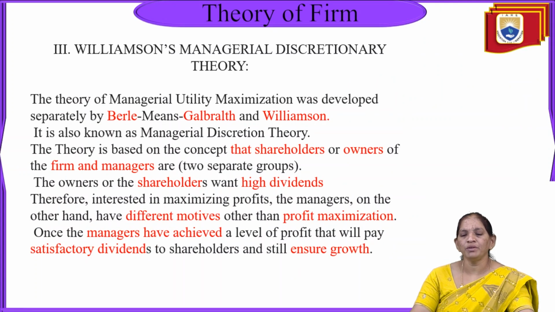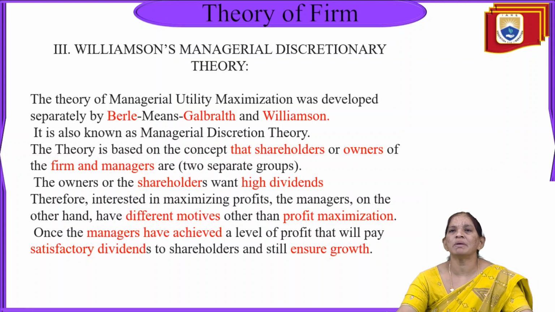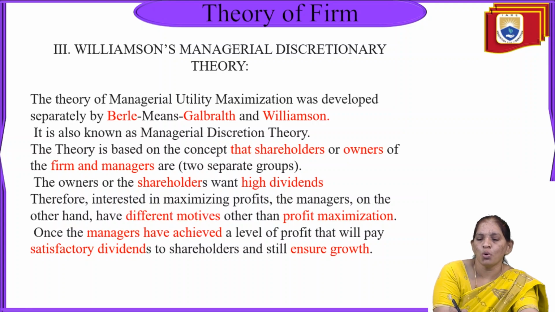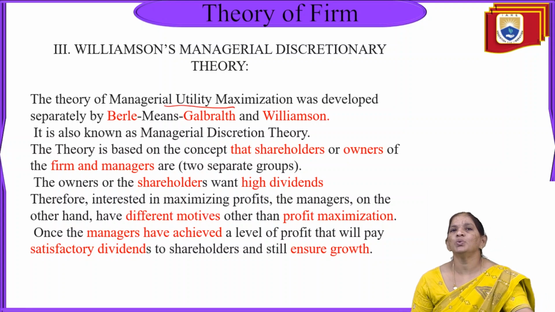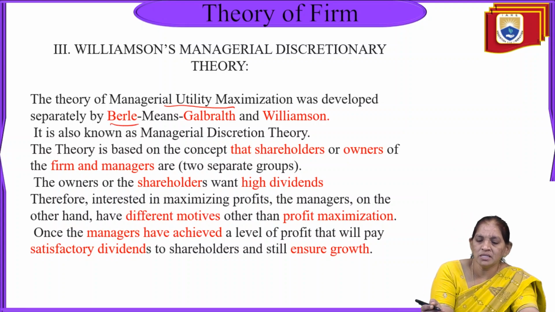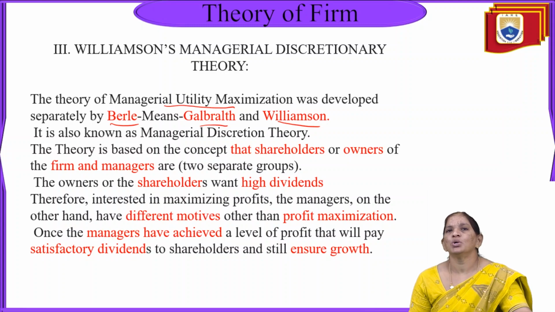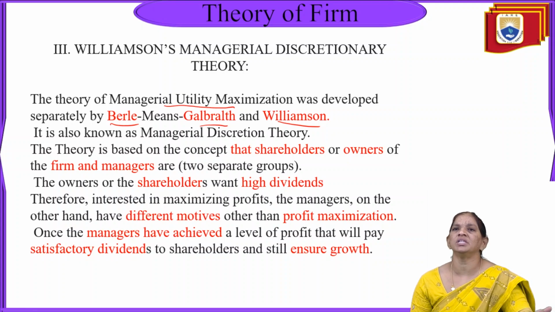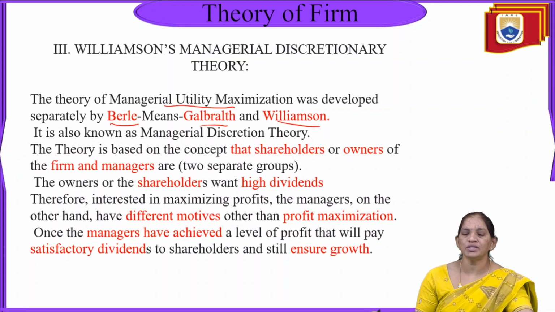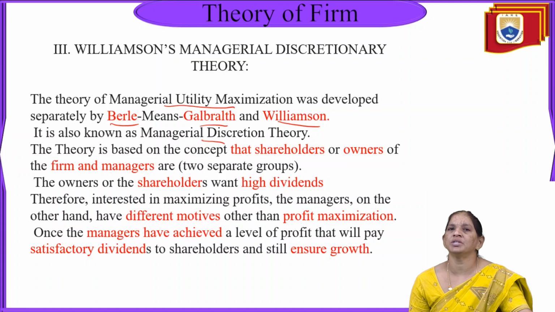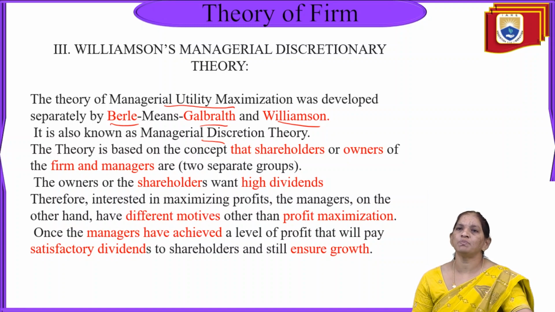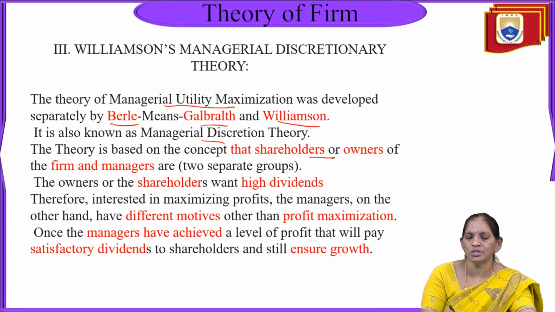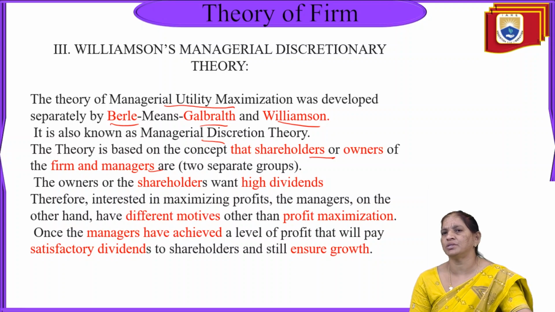And the third theory is Williamson's managerial discretionary theory. This managerial utility theory was developed separately by Berle and Means, Galbraith and Williamson. These were the three economists who developed this theory separately, that is the managerial utility maximization theory. This theory is famously known as managerial discretionary theory. It is based upon the concept of the shareholders or owners of the organization, and also the concept of the firm and managers, where shareholders go for the dividend, managers go for the salary.